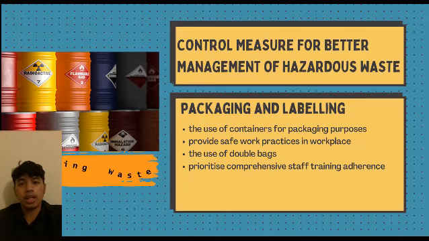So lastly, prioritize comprehensive staff training adherence. The training program enhances understanding of hazardous substances in waste material and enables accurate labeling. This includes providing comprehensive information, accurate handling instructions, and relevant hazard signals. This ensures that waste materials are accurately labeled and ensures the safety of the workers.